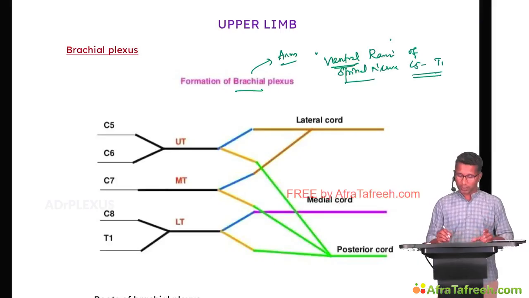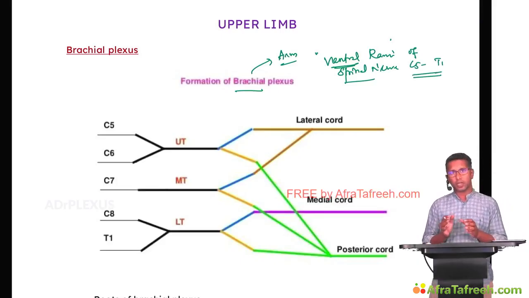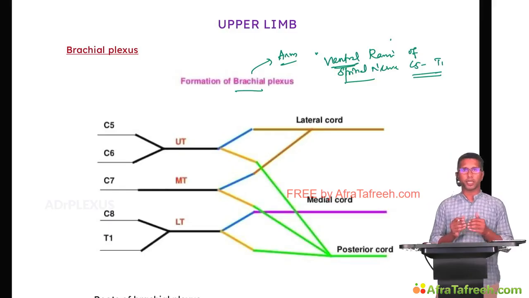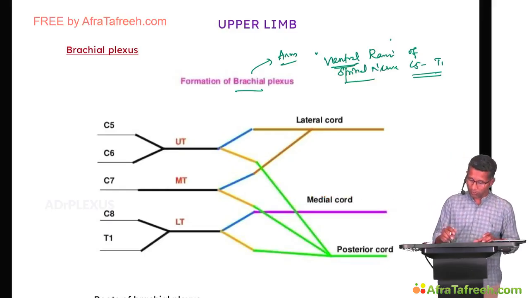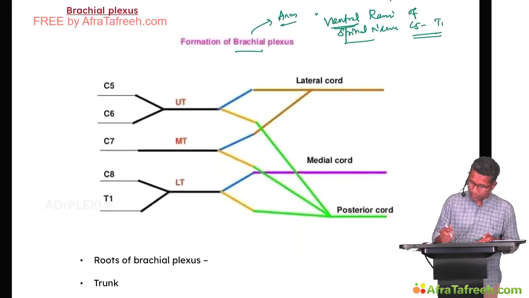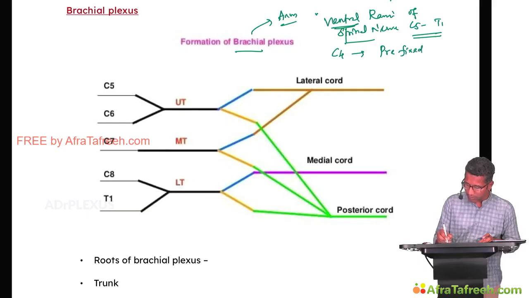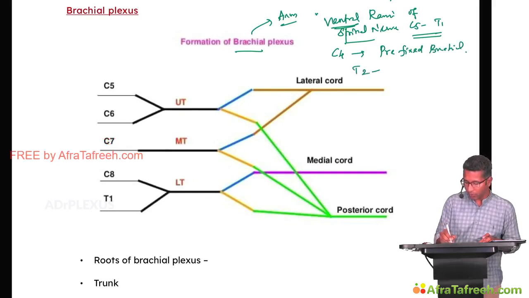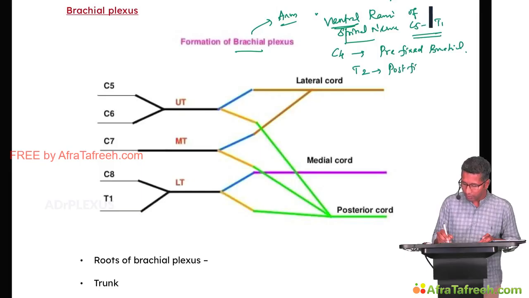Now sometimes, apart from these nerve roots, C4 may get involved in the formation of the brachial plexus. When C4 gets involved in the formation of the brachial plexus, it is called a prefixed brachial plexus. If sometimes T2 gets involved in the formation of the brachial plexus, then it is called a post-fixed brachial plexus.